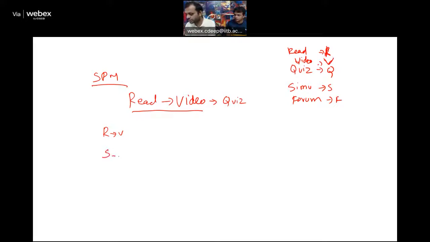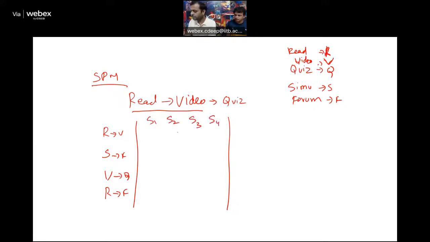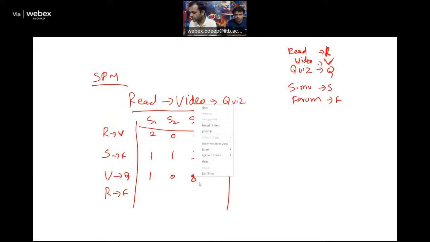Consider we have different patterns: simulation to forum, video to quiz, and read to forum, some kind of patterns we have. Consider we are looking for these patterns for 3 students, S1, S2, let's say 4 students, because 3 we already used in the slides. And the read to video pattern appeared for student 1 two times, it didn't appear for this student, it didn't appear for this student, but this student got 7 times.